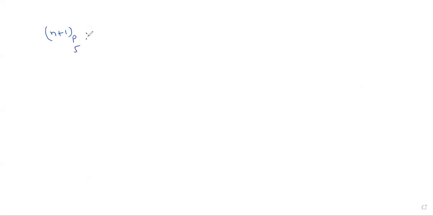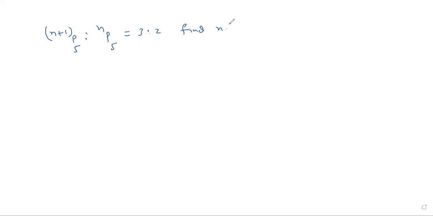Next question: N plus 1 P5 is to NP5 is 3:2. Find N. N plus 1 P5 is to NP5 is 3:2. Find N.